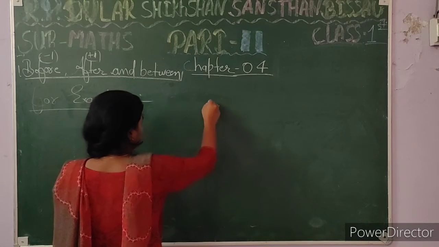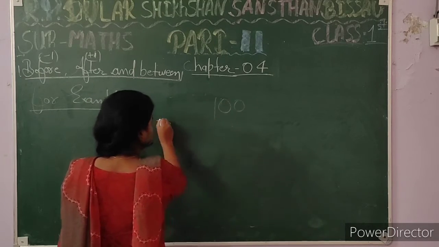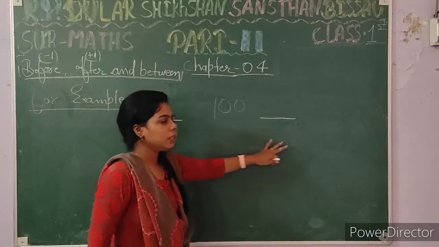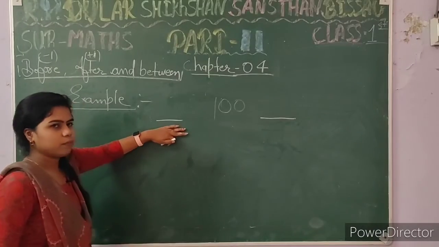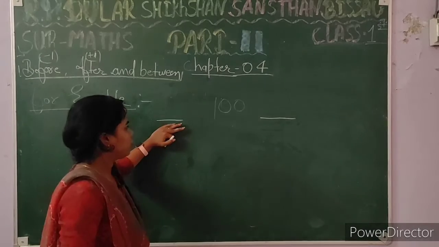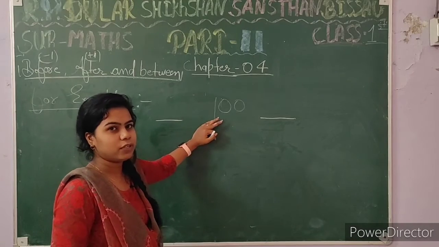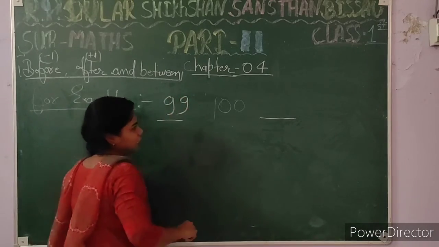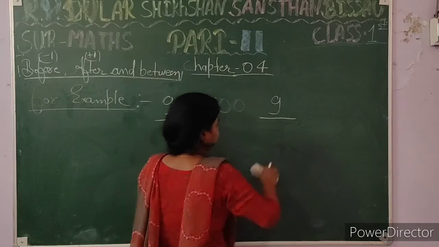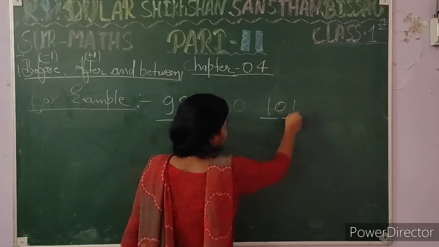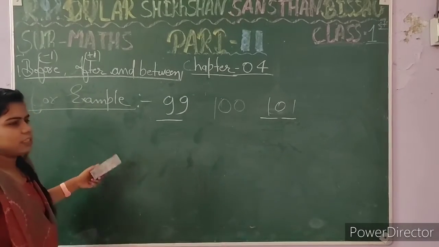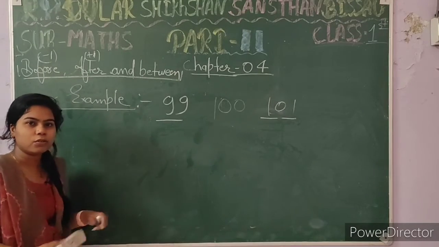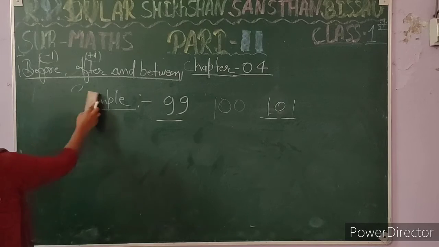Suppose there is 100 in the question, and blanks on both sides. The question asks which number comes before 100. In the before case we use -1, so 100 minus 1 is 99, and in the after case we use +1, so 100 plus 1 is 101. Practice at home more and more with your parents, so you will be perfect in this type of question.